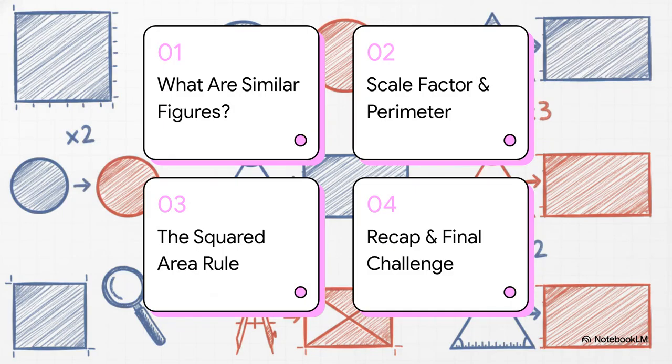1. What are similar figures? 2. Scale factors and perimeters. 3. The squared area rule. And 4. A quick recap and a final challenge. We'll start with the basics of 1D perimeters, build up to the plot twist that is the squared area rule, and wrap up with a challenge that pushes your understanding into the next dimension.